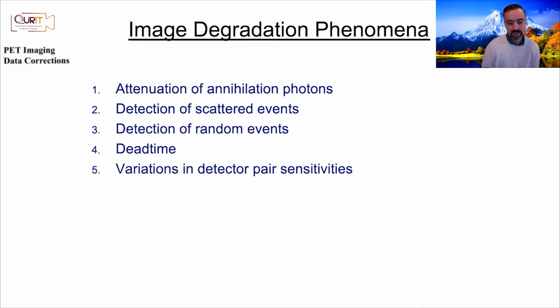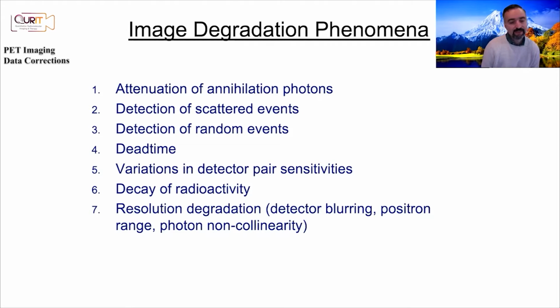There's also variations in detector pair sensitivity, so we need to do some kind of a normalization. Decay of radioactivity needs to be taken into account. And then if you're correcting for all of these, there still remains other things that degrade resolution. Now, scattered and random events also degrade resolution, but let's say we've corrected for them.